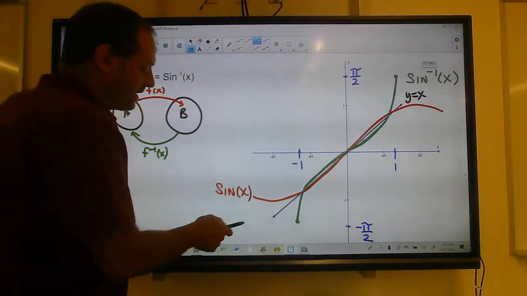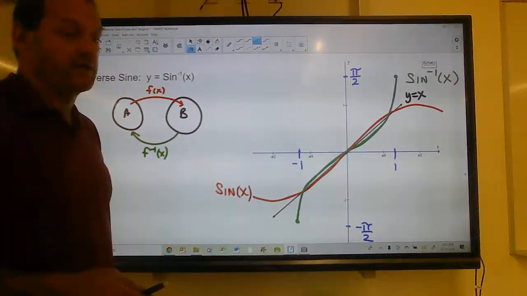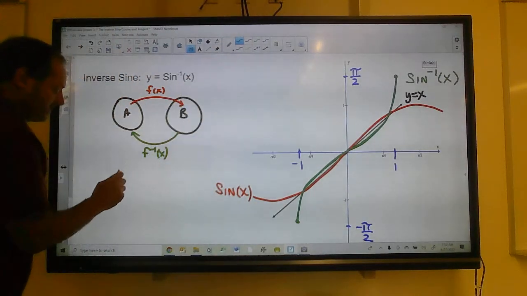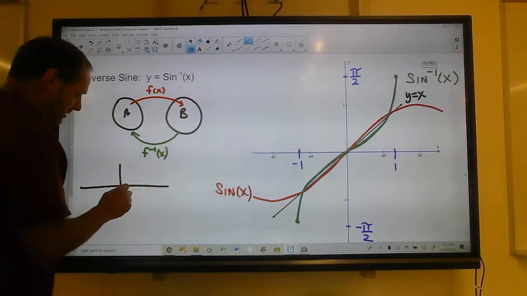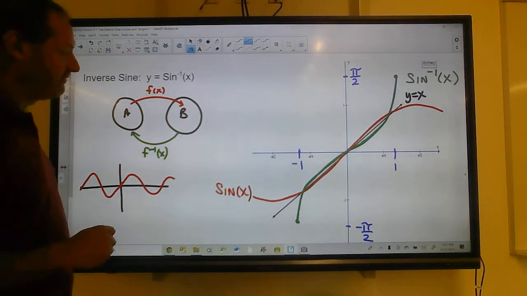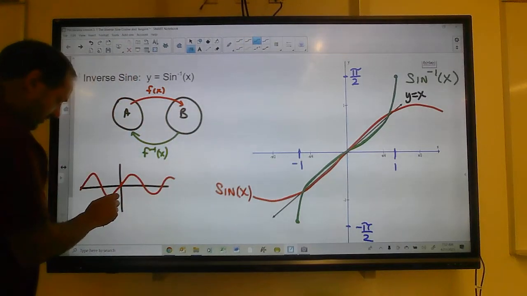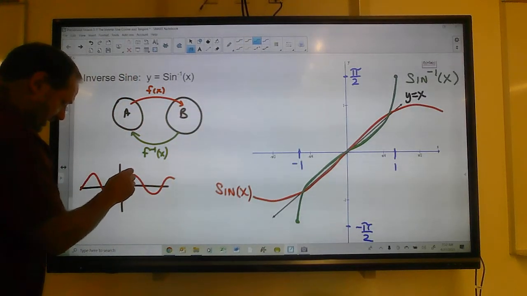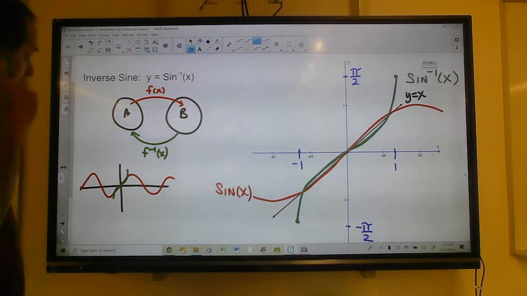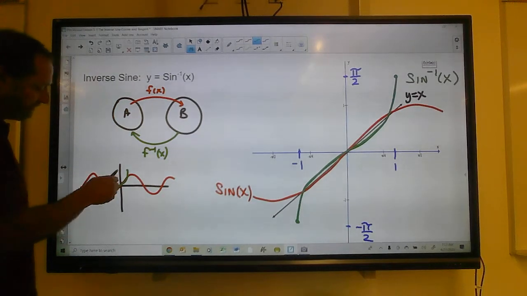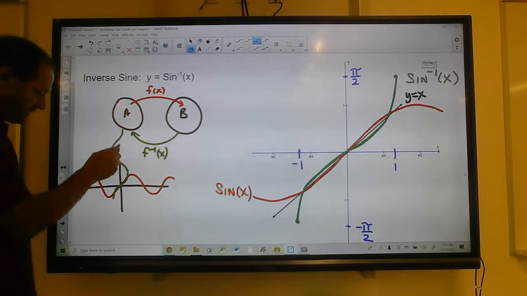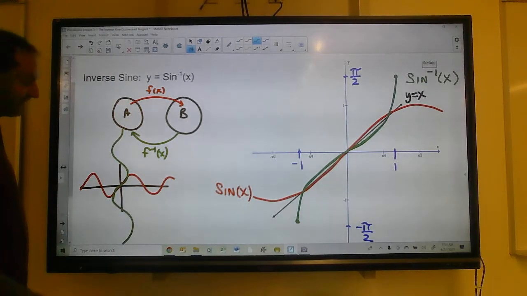If you graph inverse sine on your graphing calculator, you'll see it's not like sine, where sine goes on forever in both directions. Inverse sine actually starts and then stops. Now why does that happen? Because if I reflect this red sine curve, I'm going to get something that looks like this, and that's not a function.